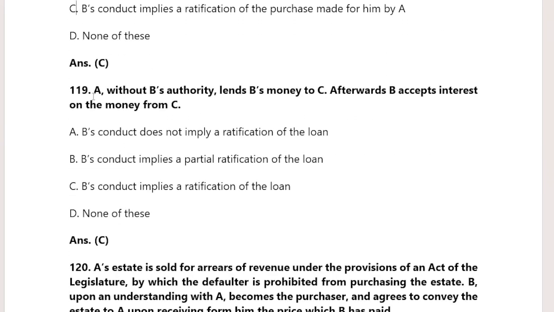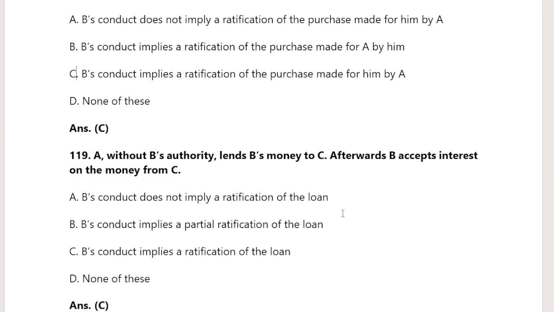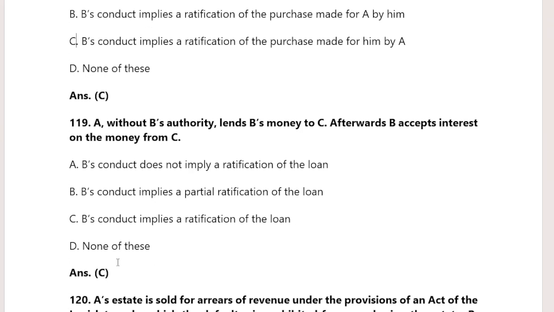And the next question is: A without B's authority lends B's money to C. Afterward, B accepts interest on the money from C. And what are the options? Option A: B's conduct does not imply a ratification of the loan. Option B: B's conduct implies a partial ratification of the loan. Option C: B's conduct implies ratification of the loan. Option D is none of these. Then the right answer is that B's conduct implies a ratification of the loan.